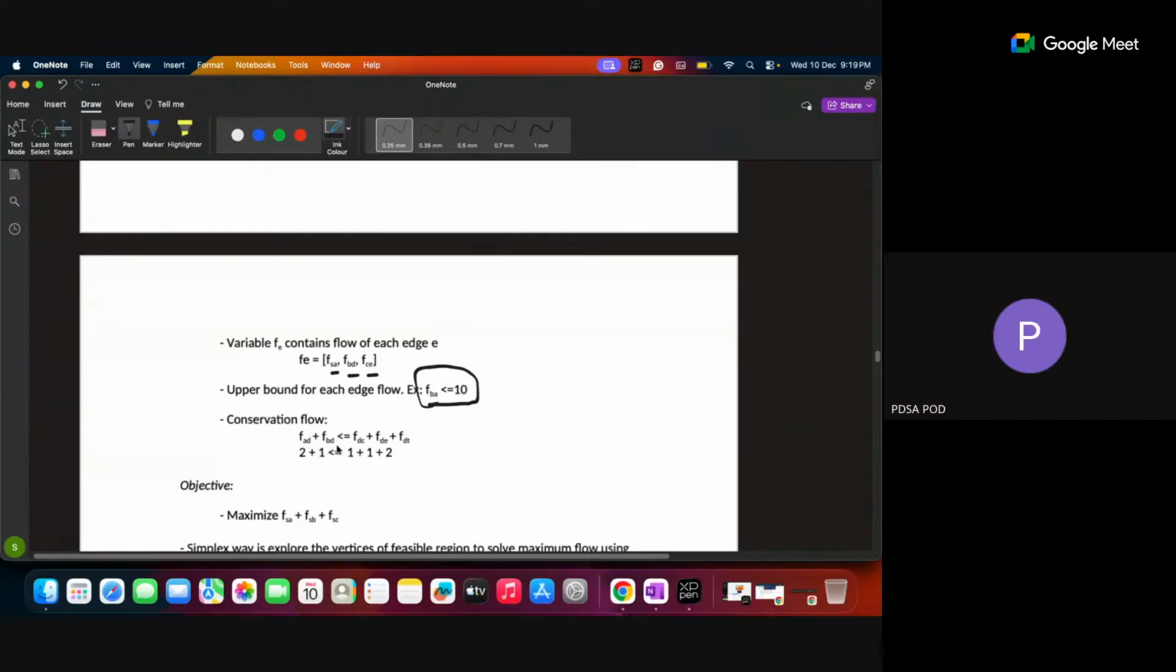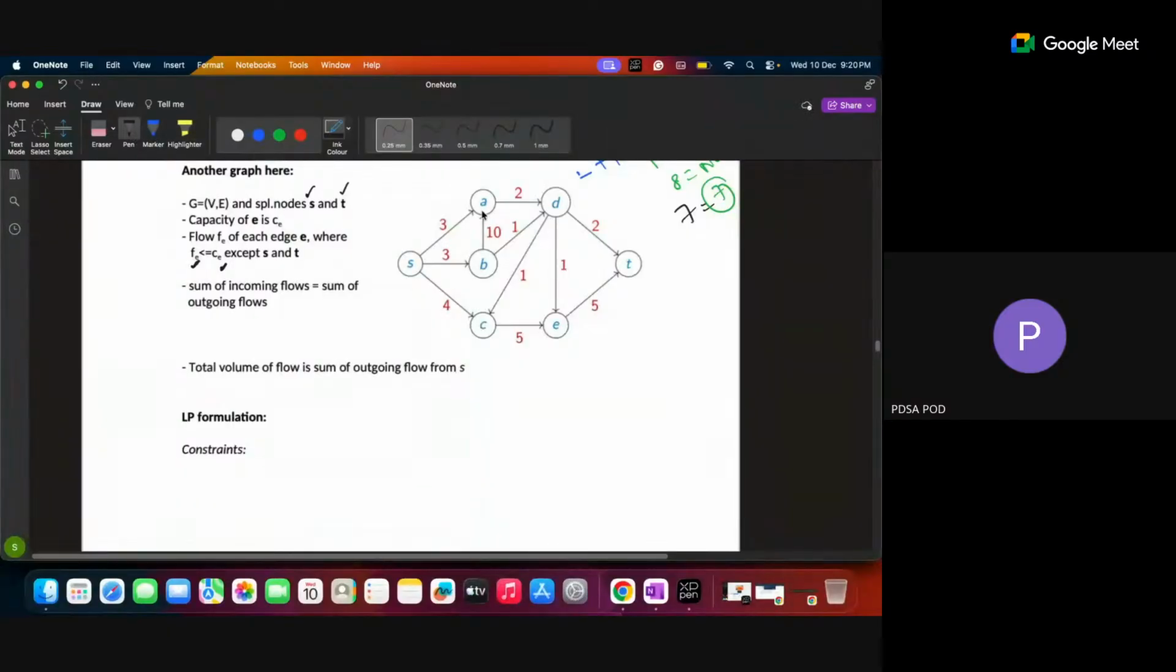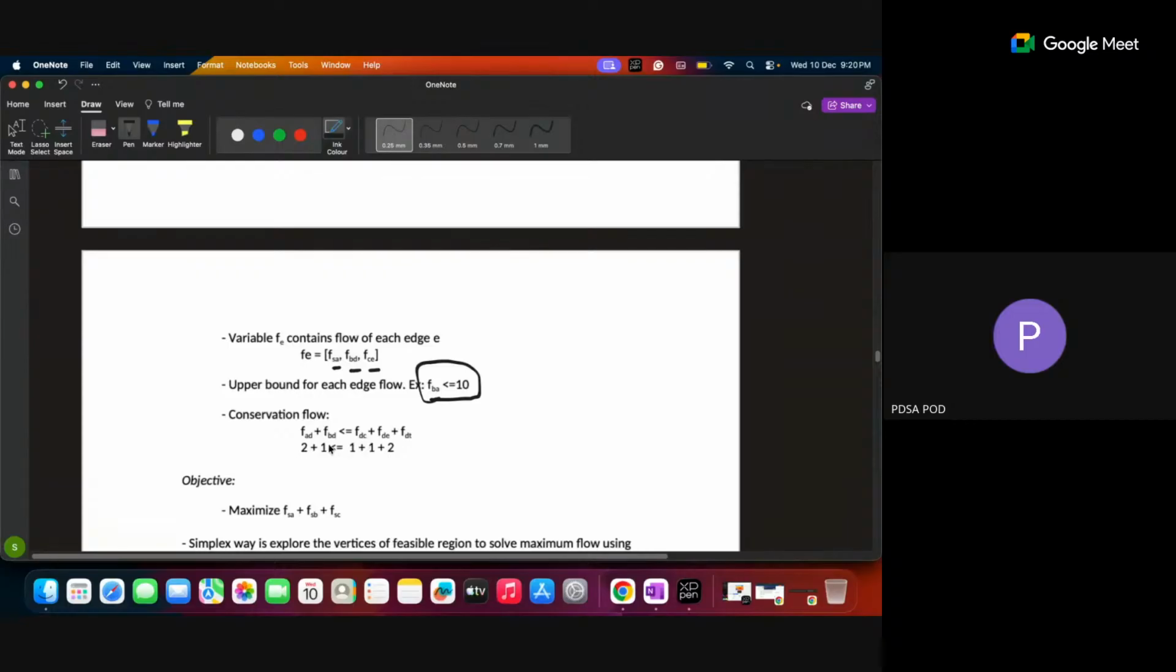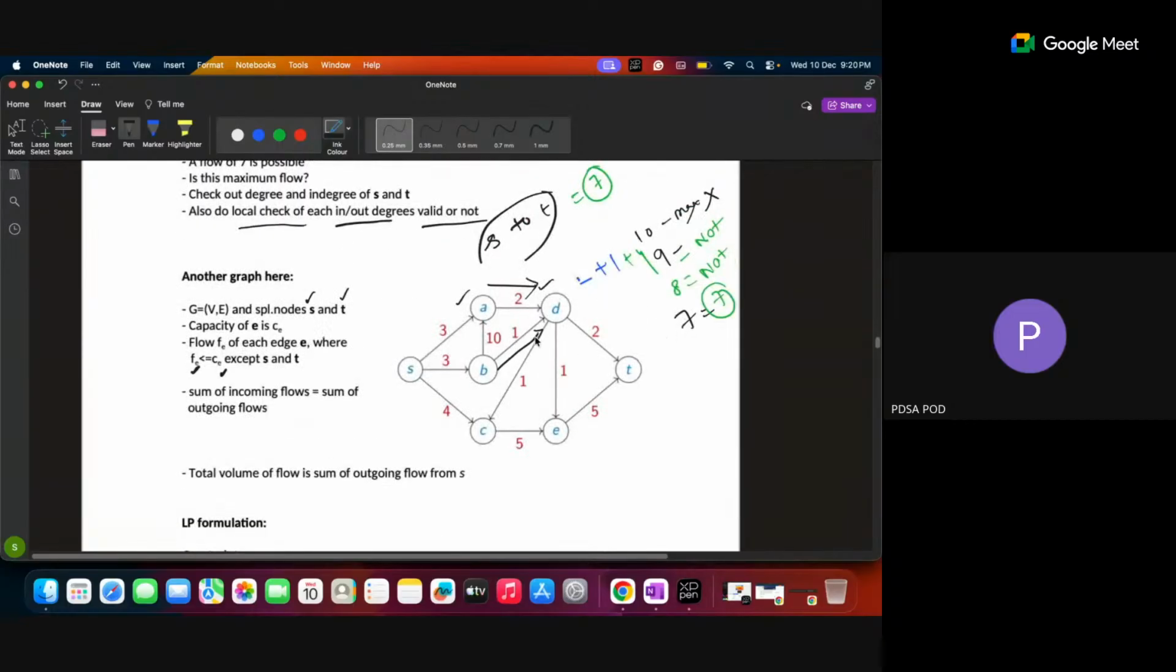So FAD plus FBD must be less than or equal to FDC, FDE, FDT, because there is incoming flow and outgoing flow. Less than or equal to the outgoing flow is fine, because 2 plus 1 is less than or equal to 1 plus 1 plus 2. This is FAD, this is FBD. The sum of FAD and FBD is 3, is it right? It must be less than or equal to FDC, FDE and FDT combined, because of incoming and outgoing flow.